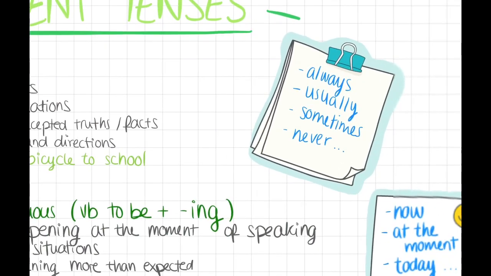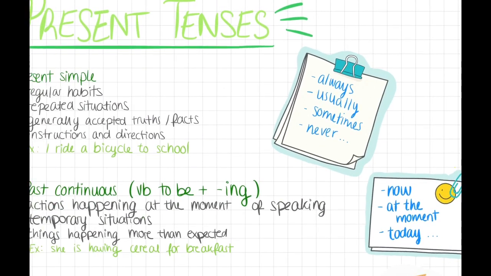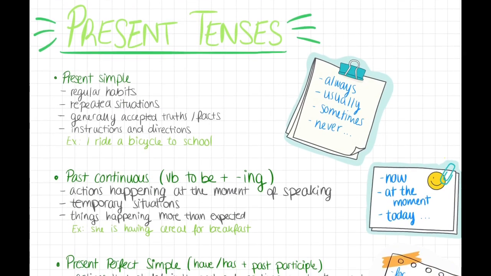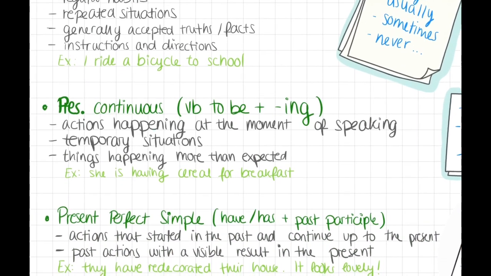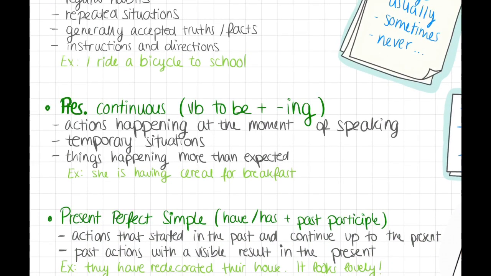Okay, so we have to remember that we can use these adverbs with the present simple. For example, we could say, I always ride a bicycle to school, or I never ride a bicycle to school. The next tense is the present continuous. So it's formed by using the verb to be and the ing form of the verb.